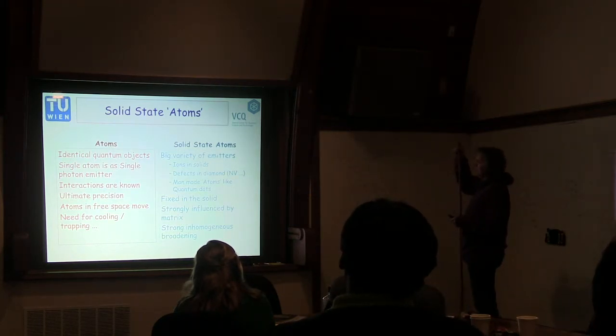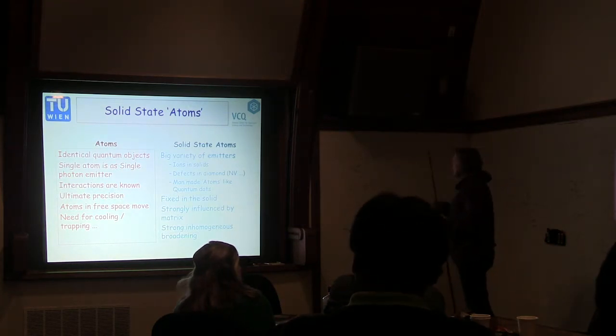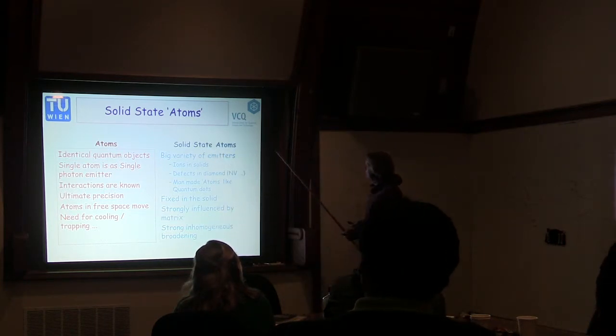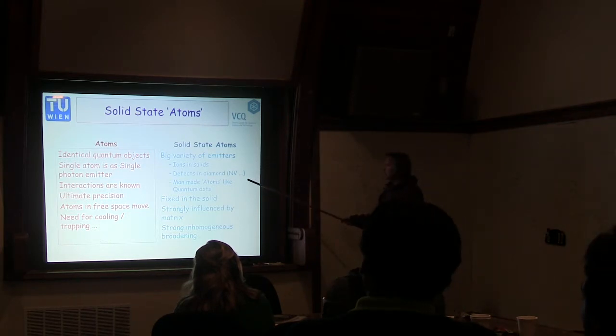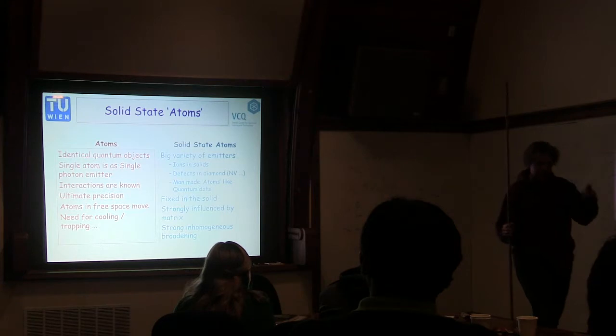And atoms move in free space, but you need to cool them and trap them, so you need a huge overhead that you have here. But in a solid state, there's a big variety of emitters. There are ions in solids, there are defects in diamonds. There are many atom-like systems such as quantum dots and many other things. Each of those, you can fabricate, you can put them somewhere and it stays there.